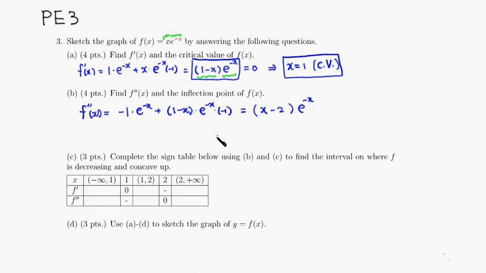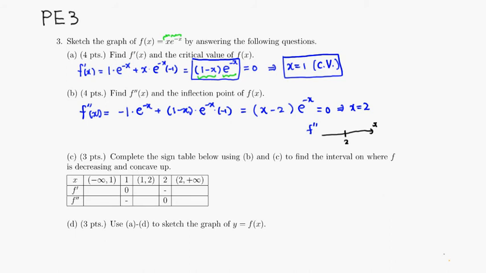So we have that, and for the inflection point, we set that equal to 0, then x equals 2 is the only possibility. We want to make sure that this is going to be the inflection point. And if you want to do a number line, it's pretty clear that here is x equals 2, and this is f double prime.